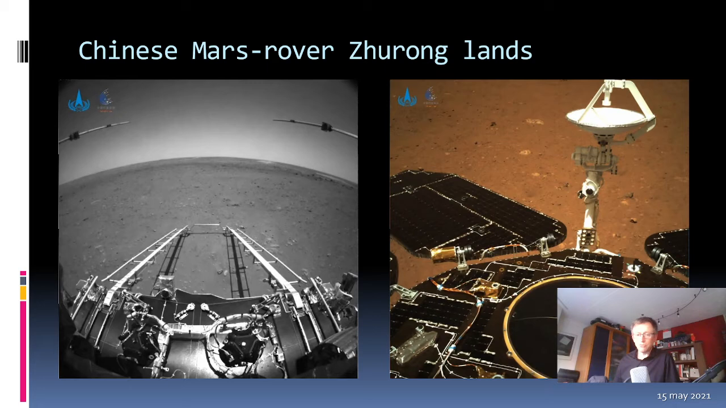So the rover is expected to work for at least 90 Mars days. A Mars day is a little bit more than 24 hours on Earth, so it's something like almost 25 hours. And it has a couple of interesting instruments. Not only will it be able to take pictures and see what the surface is like and what it's made of, but it has a ground radar system that can look beneath the surface to see whether there are ice deposits. And that's something the Chinese are very good at, because they used similar instruments on the moon two times.